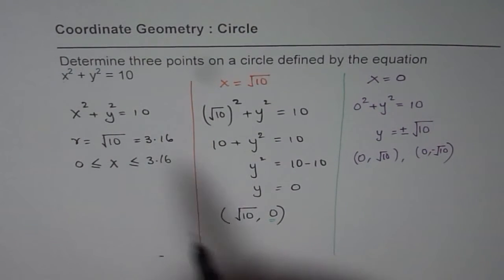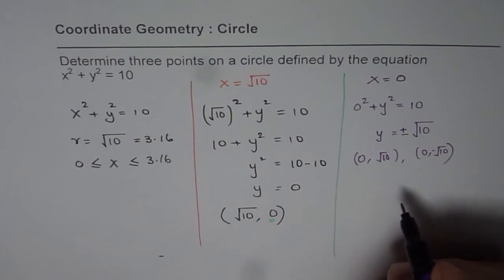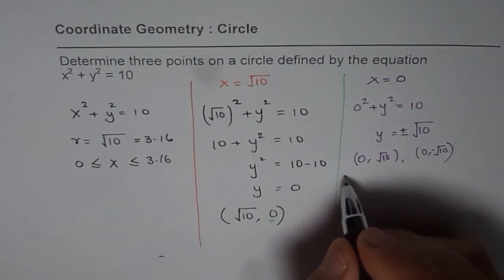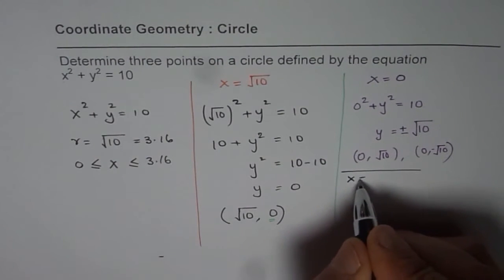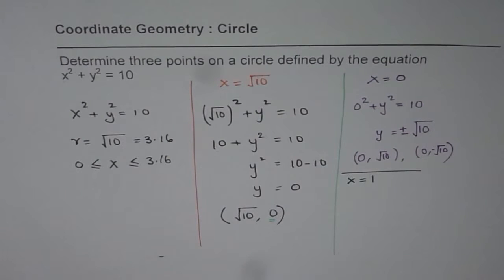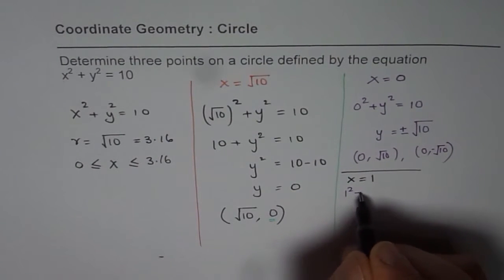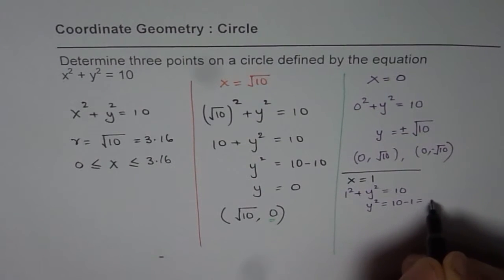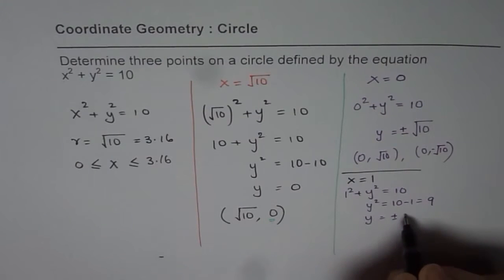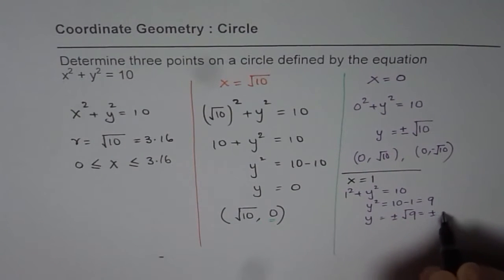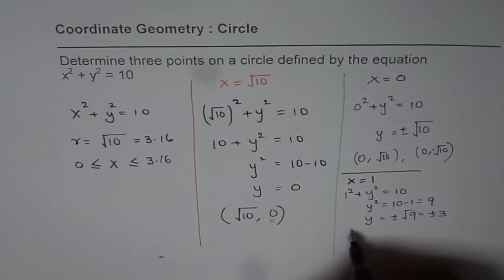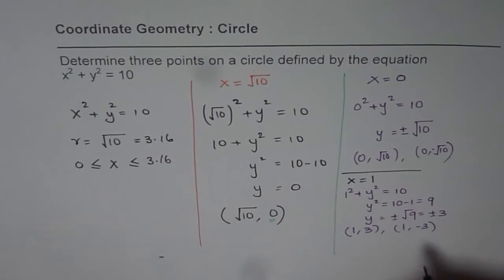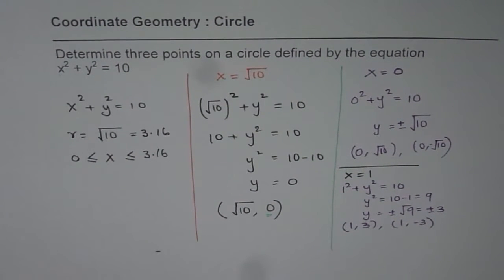You could try values like x equals 1 also. We already have 3 points, but just telling you, if I take x equals 1, I get 1 square plus y square equals 10, or y square equals 10 minus 1, which is 9, so y equals plus minus square root of 9, which is plus minus 3. So I get 2 more points: x equals 1, y equals 3, or x equals 1, y equals minus 3. Likewise, you can find many different points on the circle.